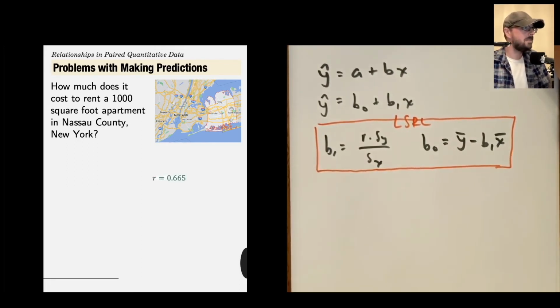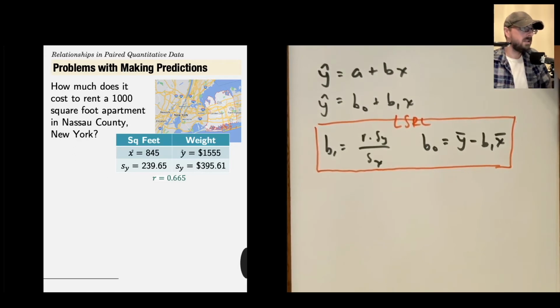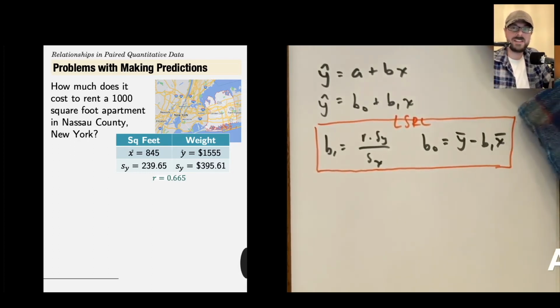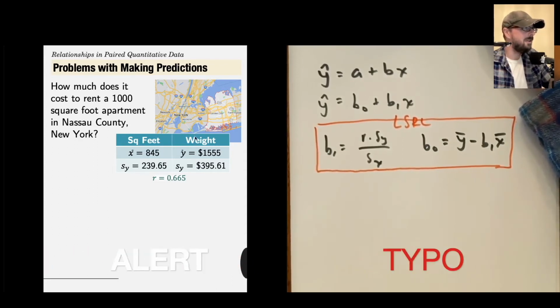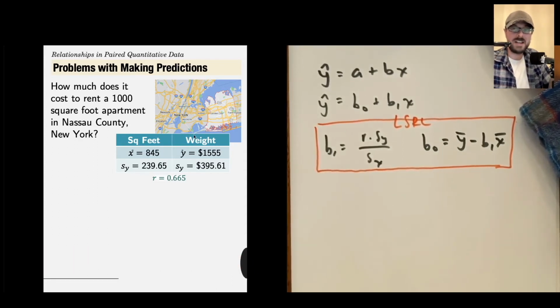Well, I got some data, and I looked at the square footage and the rent, and I found that there was interestingly a fairly moderate correlation between the square footage and the cost. I just noticed this. Whoops! When I was editing my PowerPoint, I forgot to change weight to rent. I never noticed that. That's pretty funny. Anyway.